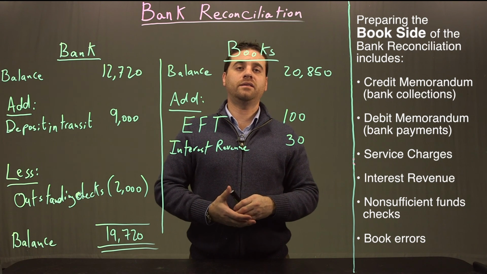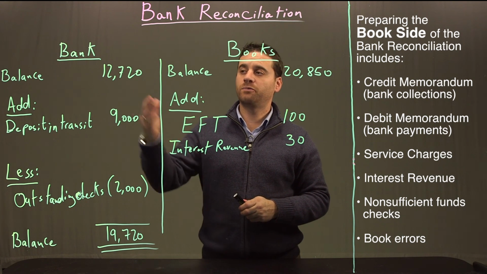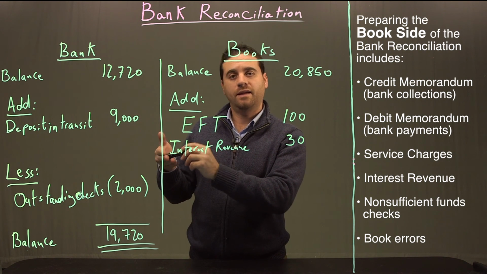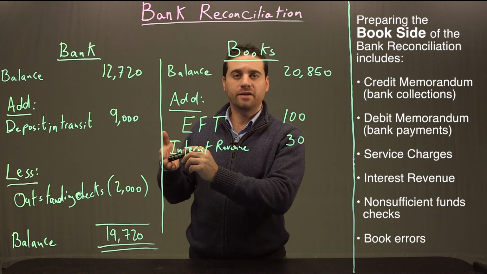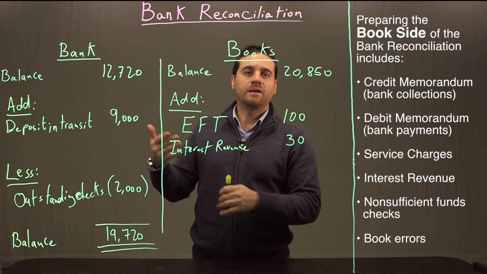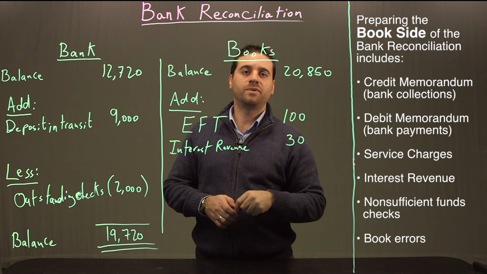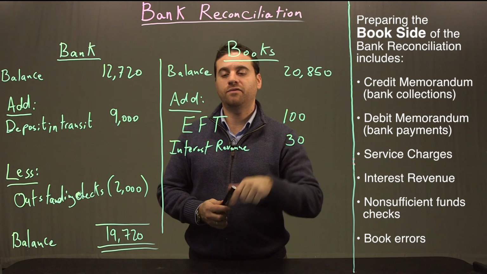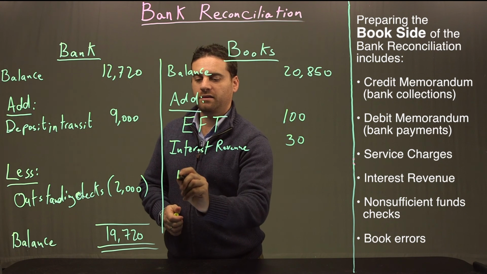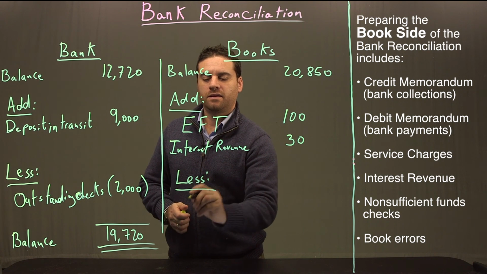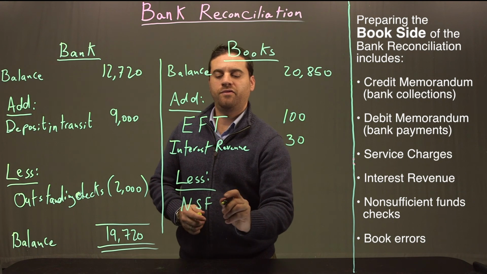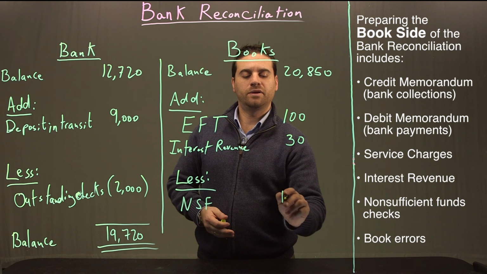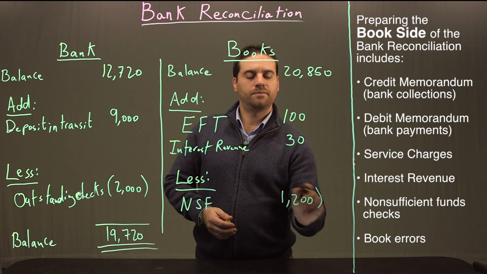So we only get to know that the check has been bounced when we get the bank statement, and on the bank statement it shows NSF, non-sufficient funds, for $1,200. So we're going to go ahead and decrease that amount from our books because we thought we were going to get that cash, so it was added initially, and now we're going to take it away from the $20,850. So I will say less NSF check number so and so. You can show the check number if you want. Most of the time, companies do that. $1,200. Okay.